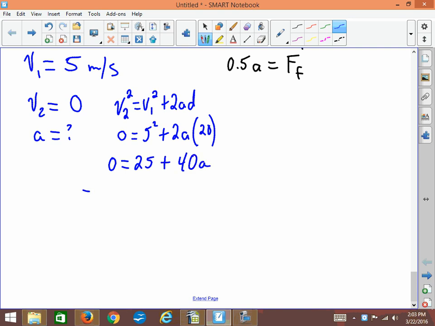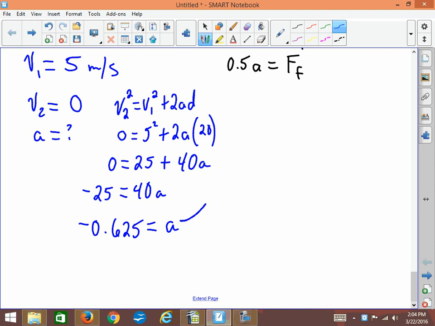You move the 25 to the other side, it becomes negative 25 equals 40A. Divide both sides by 40. 25 over 40 is 5/8, right? 5 over 8. And so what would that be in decimal form? Negative decimal 625. Why is it negative? It's slowing down. That makes sense. So we know that we're right. We sense it. We can smell that this is on the right track.